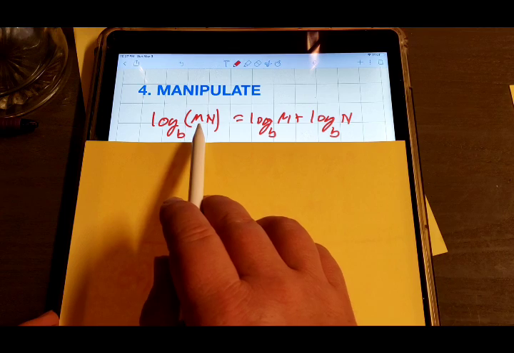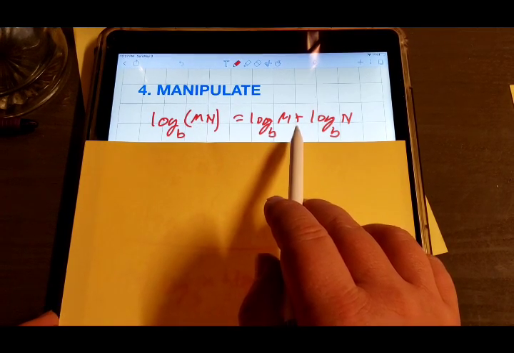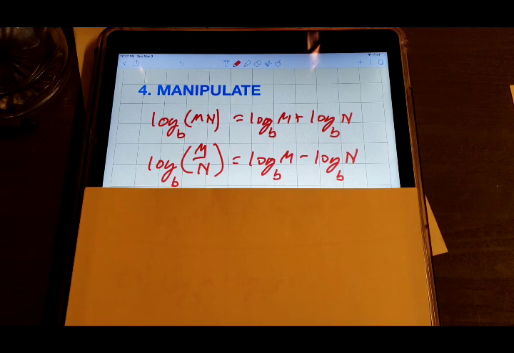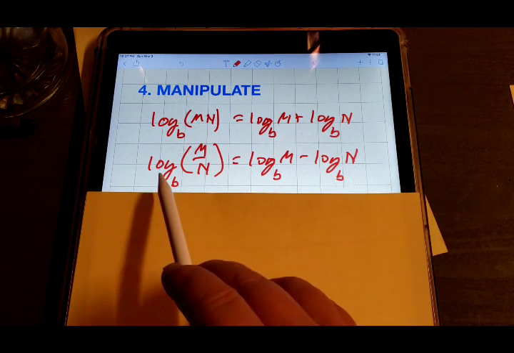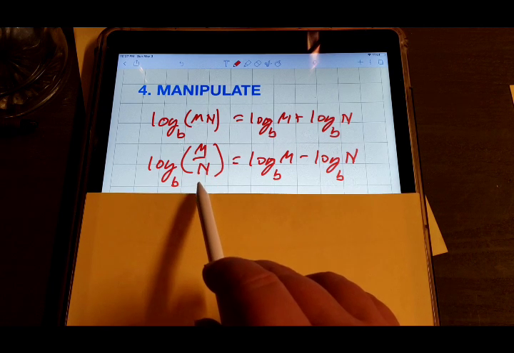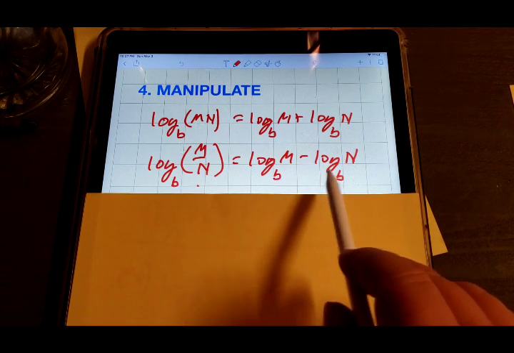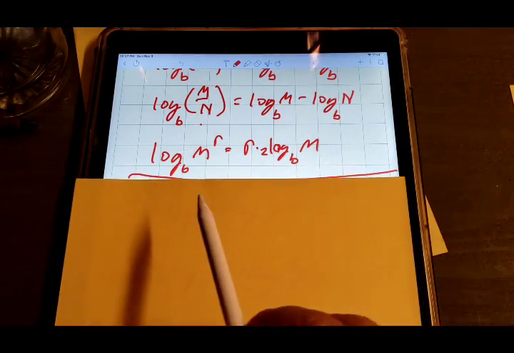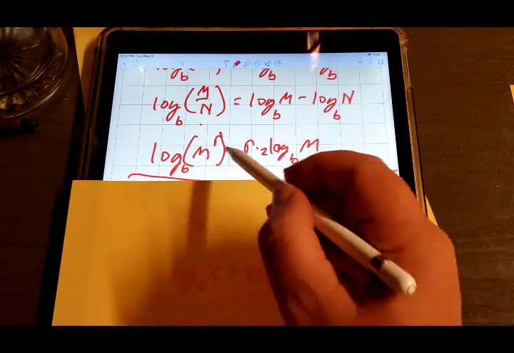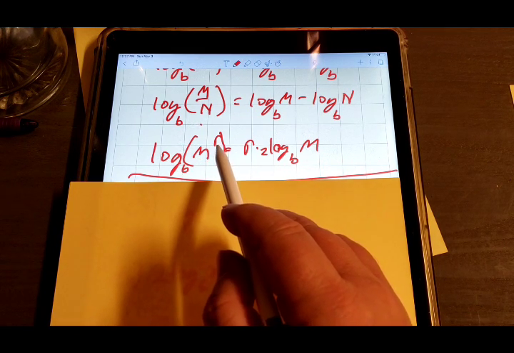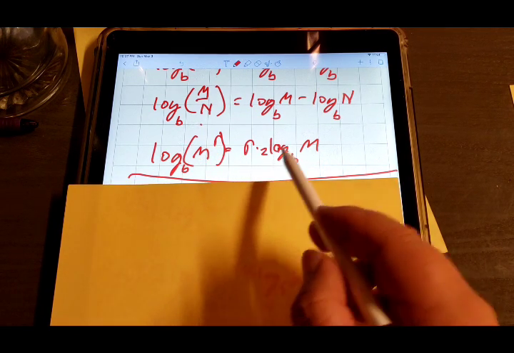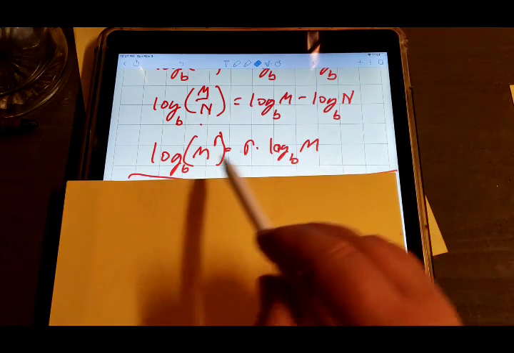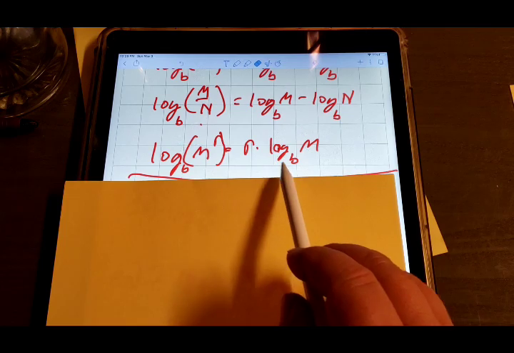Sometimes you want to take this side, make it this side, or this side, make it that side. But notice what happened. This was a multiplication, and over on this side, it's an addition. Quirk that's specific to logarithms. So kind of similar idea, log of a division becomes a subtraction of the two separate logarithms. This one is another one. Let me make it clear where the argument is. Log base b of m raised to the r, I can change that to r times log base b of m.